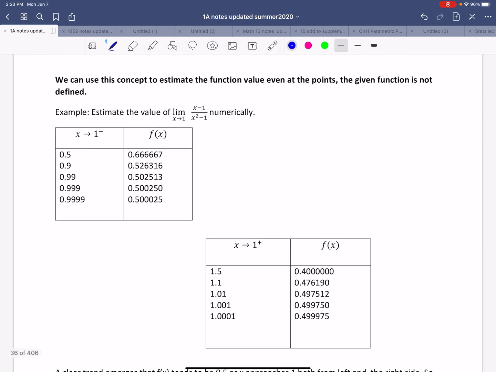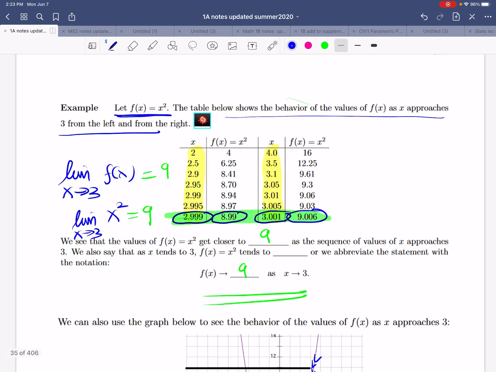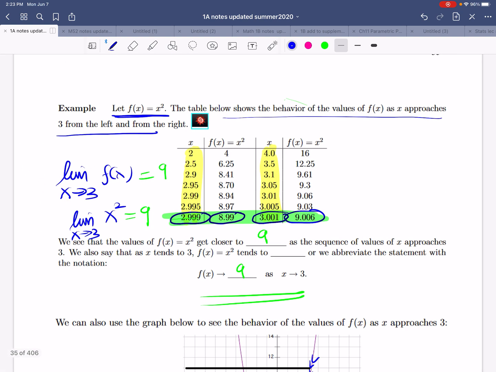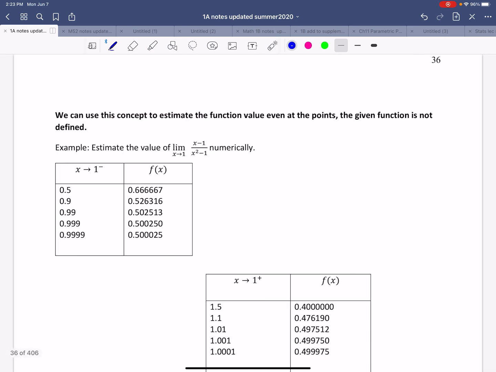Let's look at another example. In the last one, you might say, hey, why don't you just plug x equals 3 in there? Well, you could do that. But in the next one, we are not able to plug x equals 1 into the function because I'm going to get something undefined. So my function f of x is x minus 1 over x squared minus 1, which is the same thing as x minus 1 over x minus 1 times x plus 1.